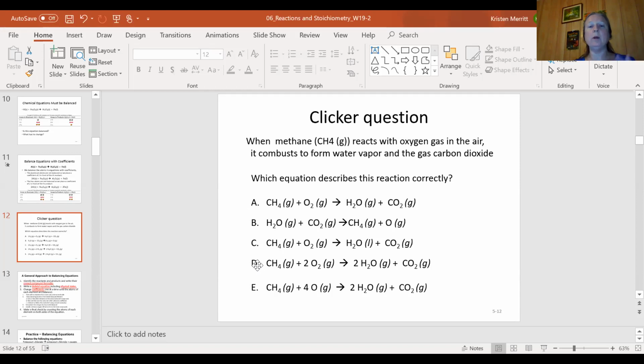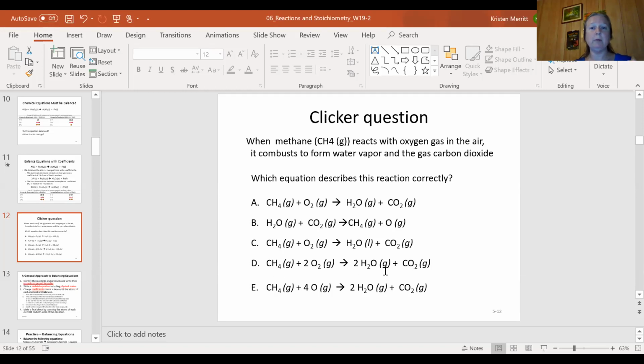So which of these is correct? We have to go in and make sure we have the same number of atoms on the left side as on the right side. So for here, we have 2 oxygens on the left side and 2 plus 1, 3 on the right side. So that's not balanced. But here, I have 4 oxygens on the left side, 2 oxygens here, plus 2 oxygens here. So I have 4 oxygens on the right side.